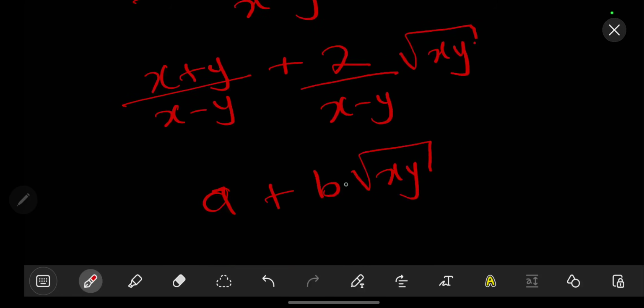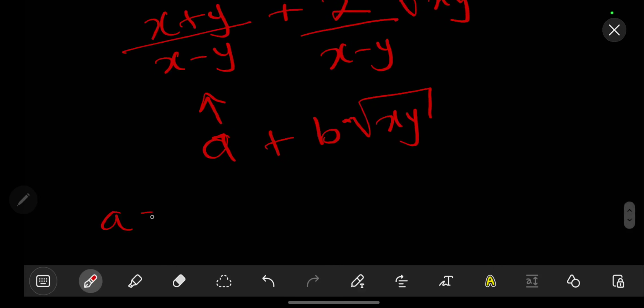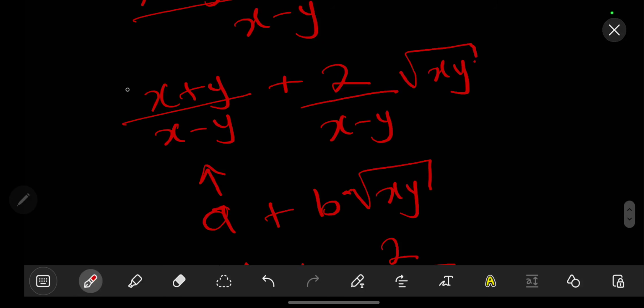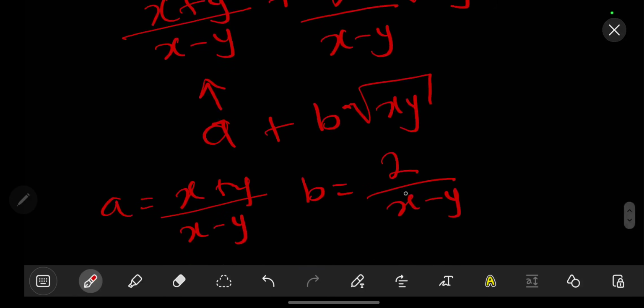A means to say it should not have anything that is a radical attached to it. So our a, in this case, a is equal to x plus y over our x minus y. Then our b is equal to 2 over our x minus y, since we have the square root of that. So expressing it in that form means you end here. So that means a is equal to x plus y over x minus y, b is equal to 2 over x minus y like that.